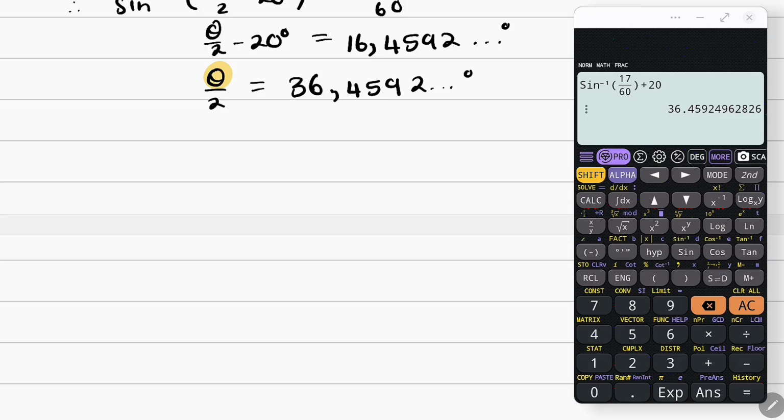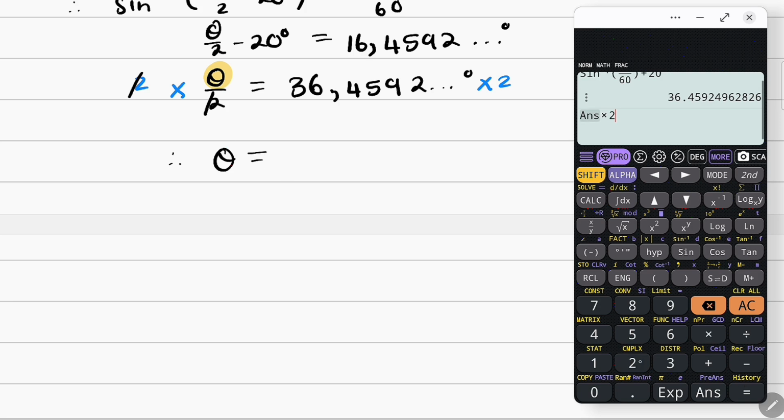We need to get to theta. How do we get rid of this 2? Well, it says divided by 2. So to get rid of it, you would multiply by 2. But what you do on one side, you must do on the other side. So finally, theta, because these cancel, is equal to all of this, and just say times 2.